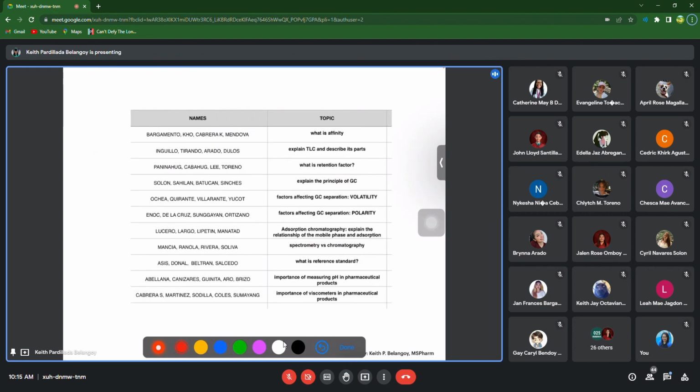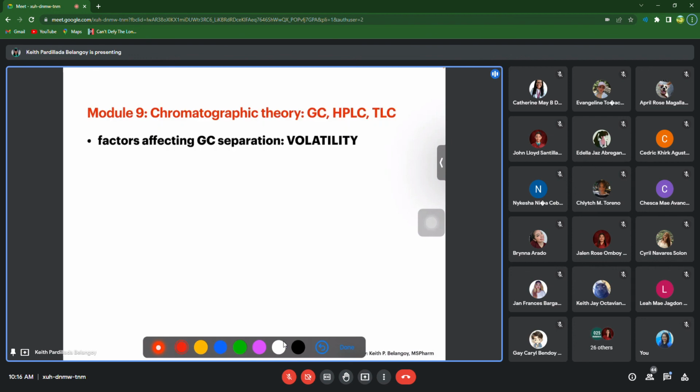Okay, thank you, Solon, Sahilan, Batukan, and Sinches. Let's go to, we're still in gas chromatography. Let's have the factors affecting GC separation. So, before we go to volatility, maybe let's identify, unsa di ay ang volatility?